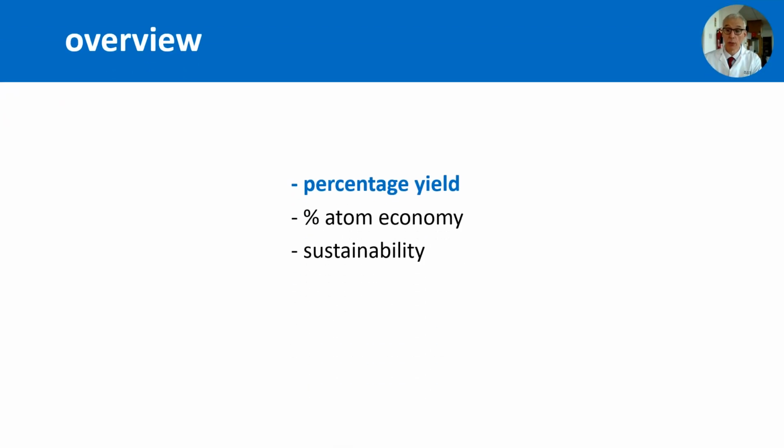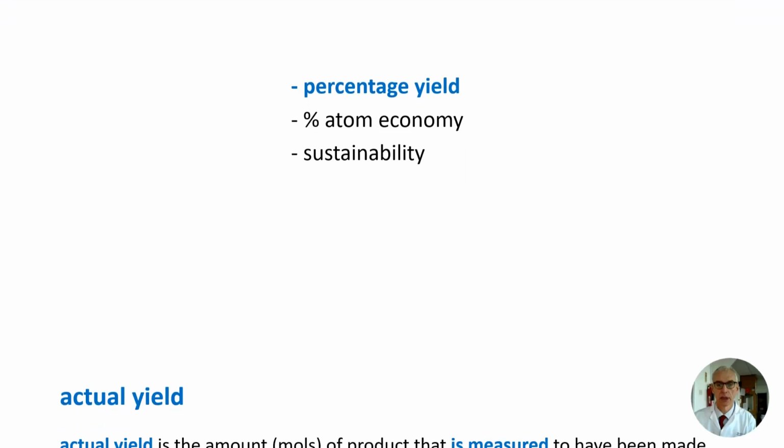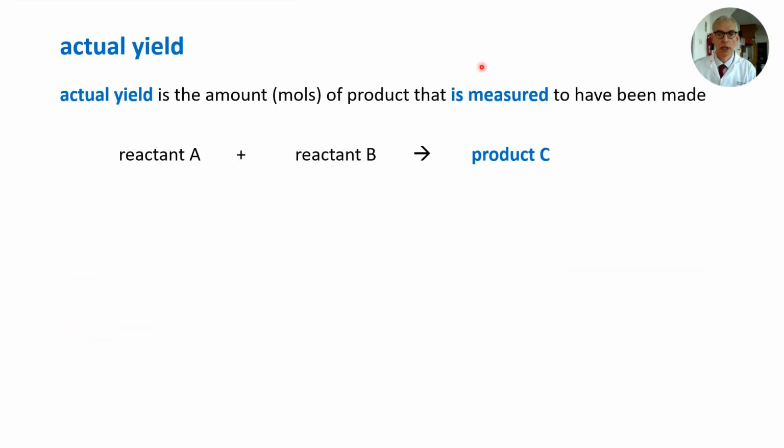So we'll start with percentage yield, move on to atom economy, and then look at issues of sustainability. The first idea in percentage yield is that of actual yield, which is best thought of in terms of numbers of moles of product that is measured to have been made.